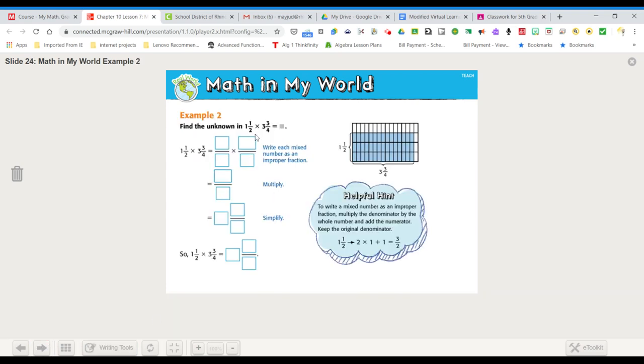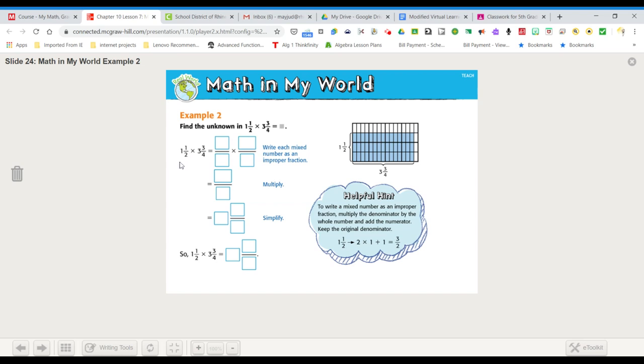So as we look here, we've got 1 1/2 times 3 3/4. The rows were cut into fourths. This was cut into halves. But it says in here, they're showing you the numerical way to do it. It says write each mixed number as an improper fraction. So the actual step is right here telling you to do that.